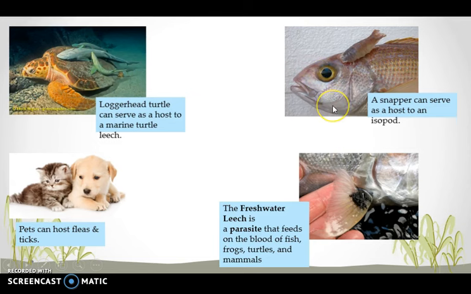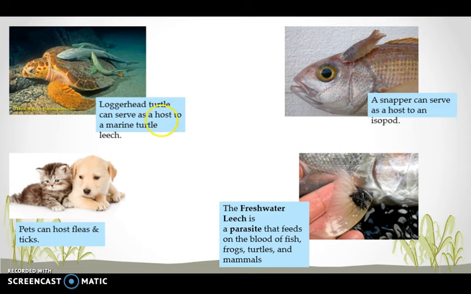Over here we have a snapper, a red snapper, that can serve as a host to an isopod. And that isopod is basically feeding off of the snapper as the snapper is going about its business. And then something that you are more familiar with would be the fleas and ticks that your pets might have, that you can get a tick, which would also be a parasite on you. And the parasites, for anything, they basically leech the blood and nutrients out of its host.